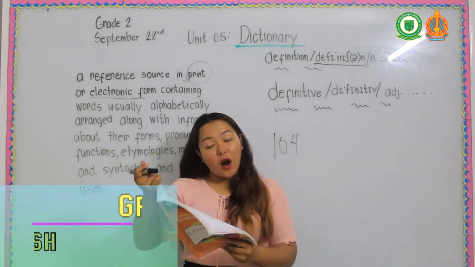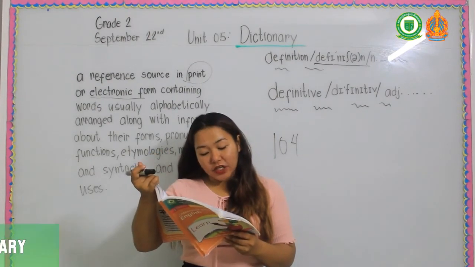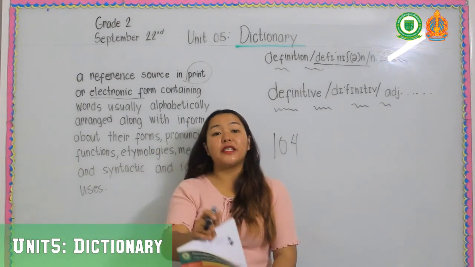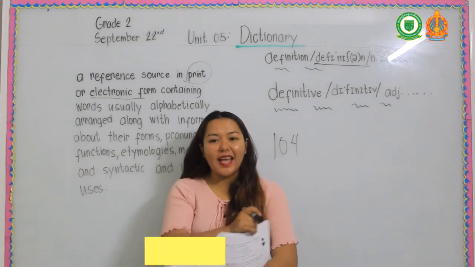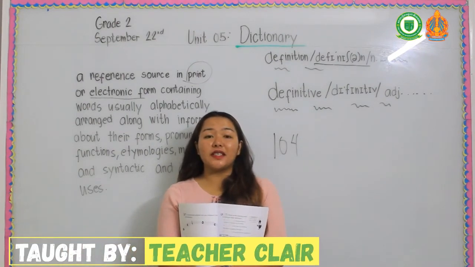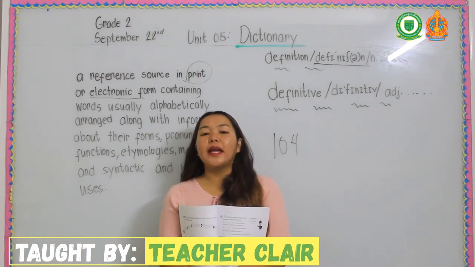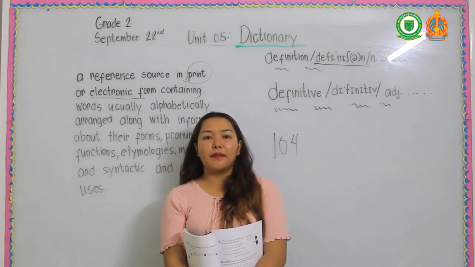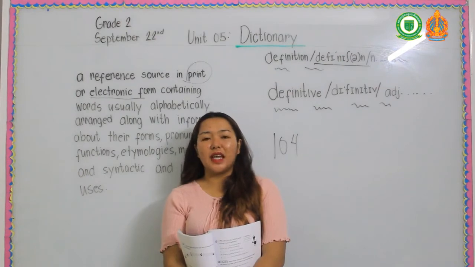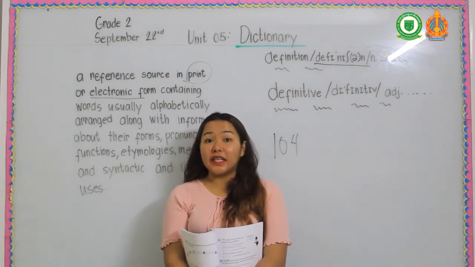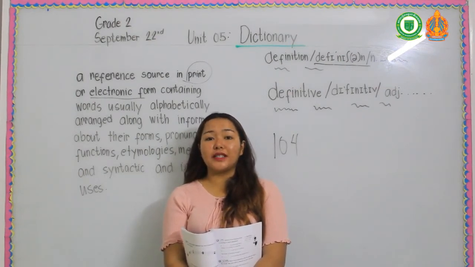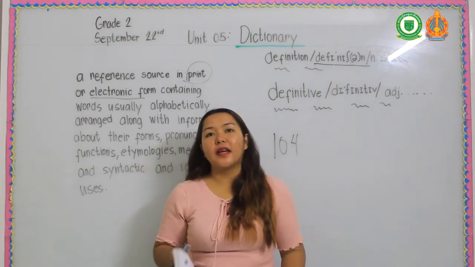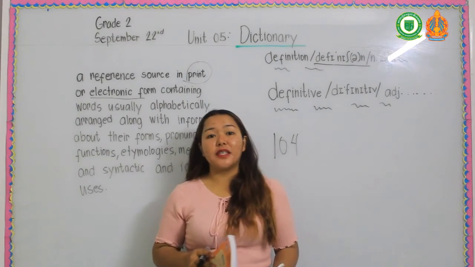Next, there are different kinds of dictionary because people use dictionaries for different reasons. It can be for just studying, it can be for the pronunciation of the word, the history of the word, and so on and so forth. So there are different reasons why people use dictionary.